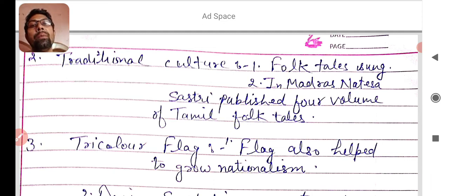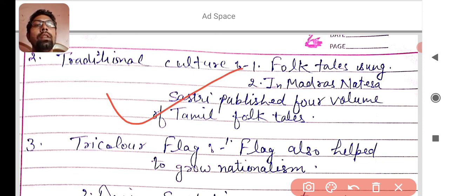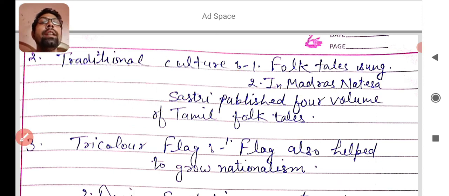It will be an objective type question in your exam: Natesa Sastri published a volume in which language? You will write that in Tamil folk tales. Natesa Sastri. I hope you learned the second point, that during the traditional culture, revolutionaries focused on folk tales, and also folk tales published by Natesa Sastri.